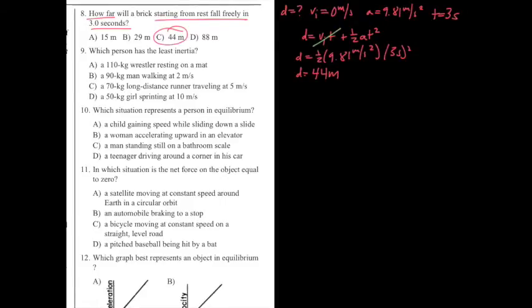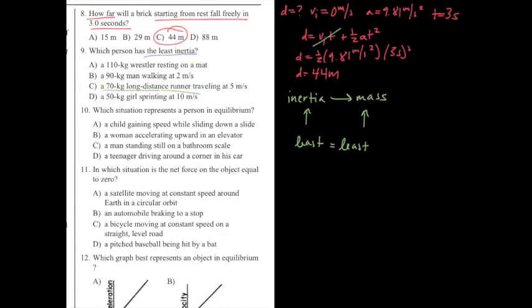Number 9, now we're on to forces. Which person has the least inertia? So here inertia is related to mass. So least inertia means least mass, and that's choice D, 50 kilogram girl. It doesn't matter the speed. The speed is not affecting inertia. Inertia is only affected by mass. So forget the speed. Focus only on mass when it comes to inertia.